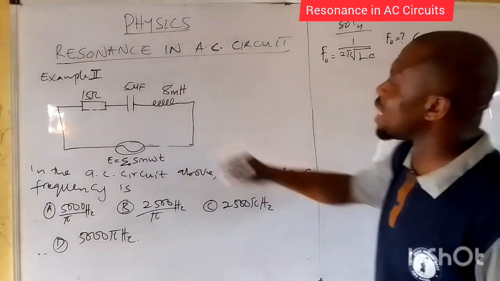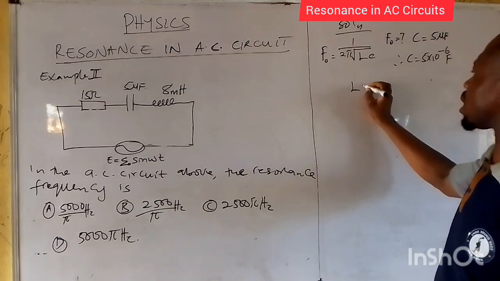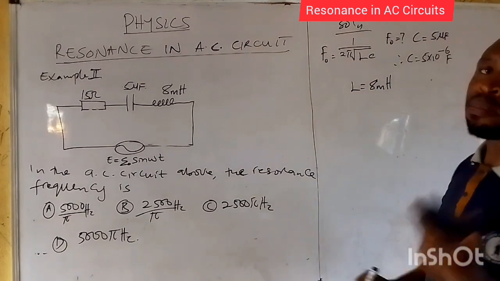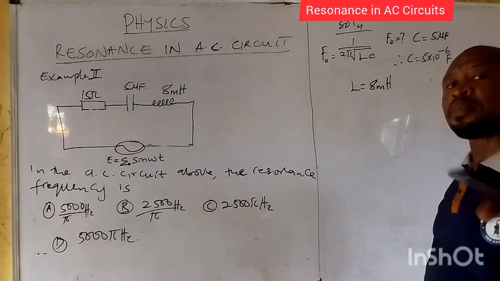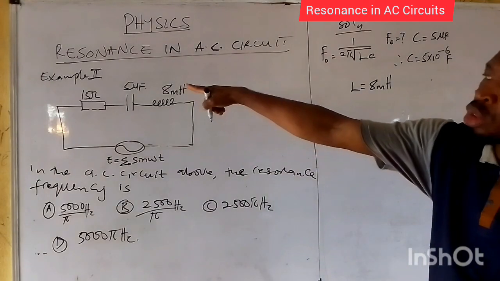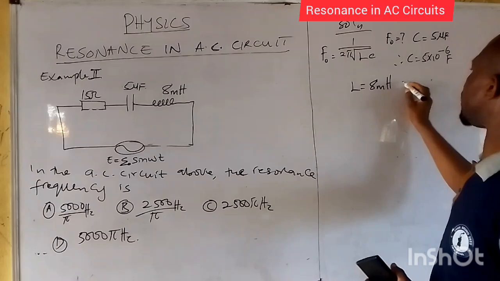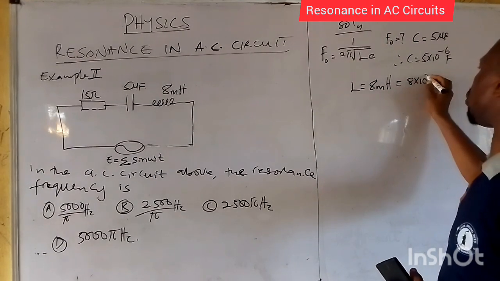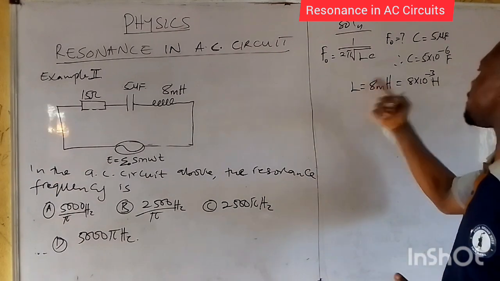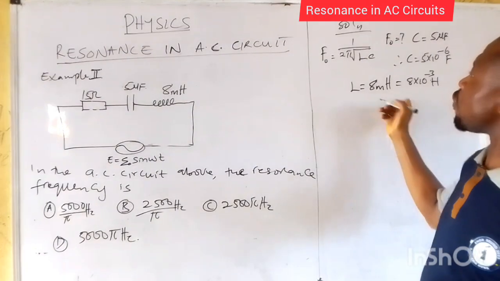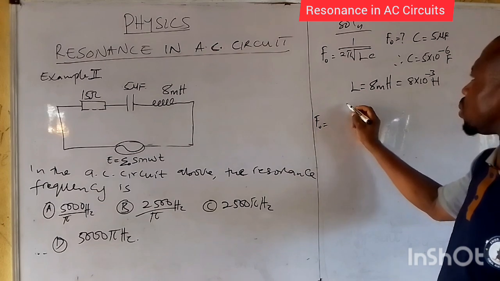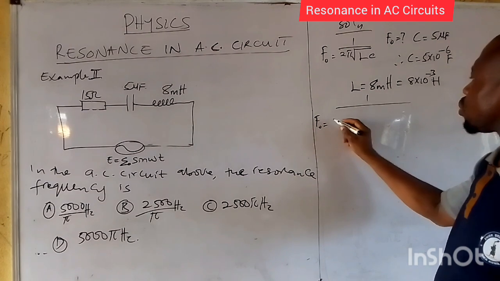Now, the next one is the inductance. The inductance L is given to be 8 millihenry. Now, milli means divided by 1,000 or times 10 raised to the power minus 3, however you want to take it, while micro is divided by 1 million. So we now have that 8 times 10 raised to the power minus 3 Henry is our inductance. Now, if we substitute into this, we have that F naught is equal to 1 over 2 pi.